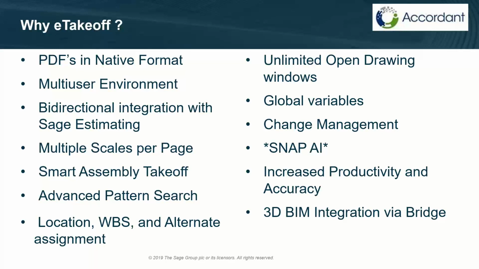eTakeoff does have a bidirectional integration with Sage Estimating. So what that means is that we can do our digital takeoff. The quantities can then be passed over to Sage Estimating, where it will populate the estimate spreadsheet with the proper items and the proper quantities. And there's actually a drill down feature in Sage Estimating that will take us back to eTakeoff to show us where those dimensions came from. That's the bidirectional part of that.